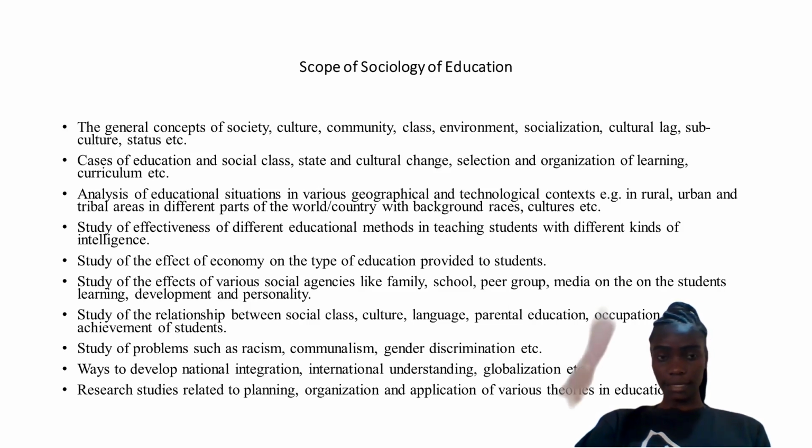The third one, analysis of educational situations in various geographical and technological contexts, e.g. in rural, urban, and tribal areas in different parts of the world or country, with background, races, and cultures, are studied. Through sociology of education, there is a study of effectiveness of different educational methods and teaching students with different kinds of intelligence. The fifth one, it enables the study of the effect of economy on the type of education provided to its students. In other words, it studies effects of the economy on education.